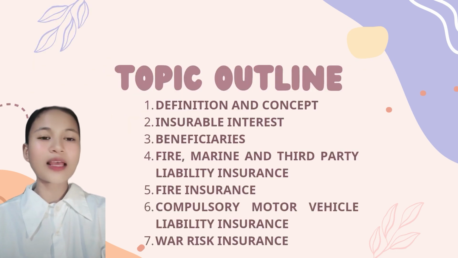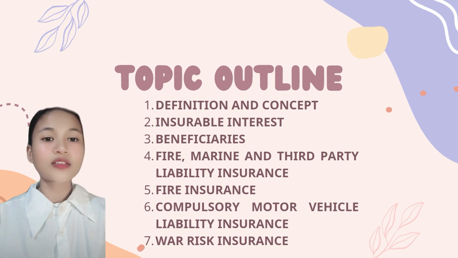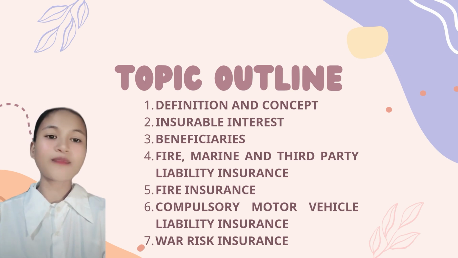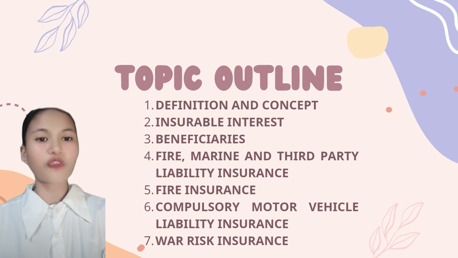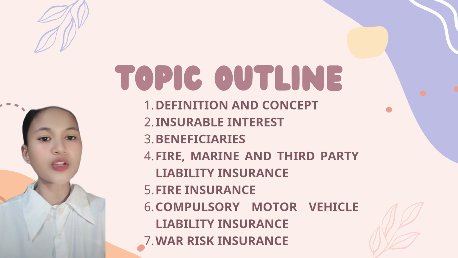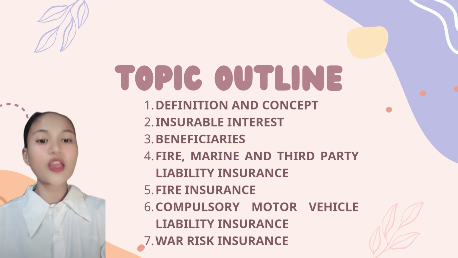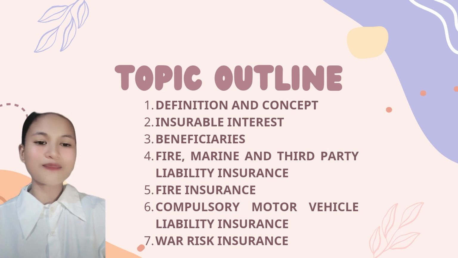The topics outlined in this chapter are: first, definition and concept; second, insurable interest; third, beneficiaries; fourth, fire, marine, and third party liability insurance; fifth, fire insurance; sixth, compulsory motor vehicle liability insurance; and lastly, war risk insurance.